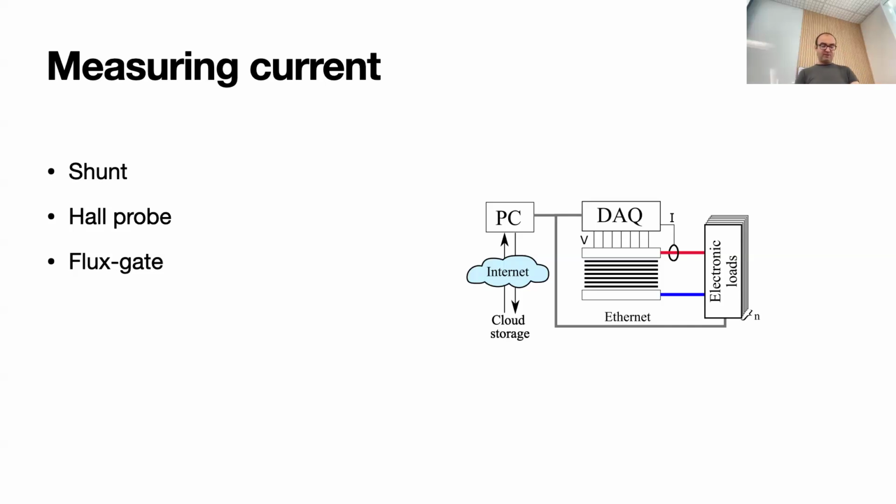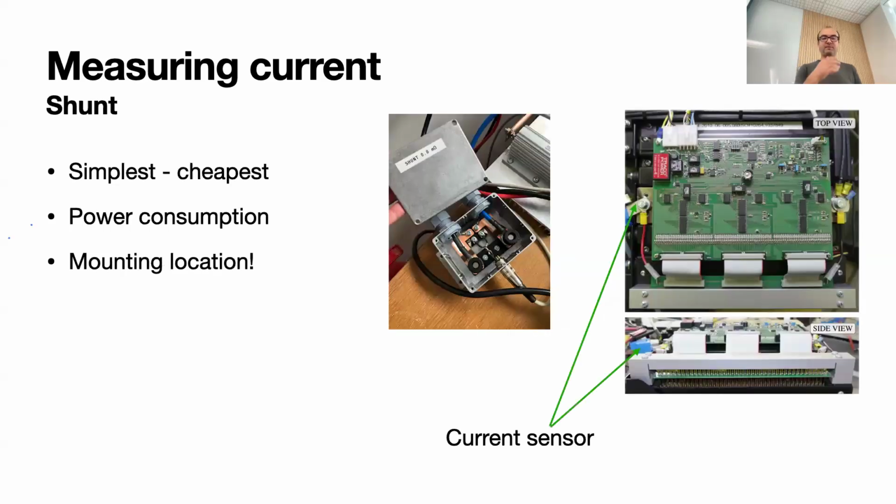The next thing that we have is how we measure current. As we were discussing here before me shipping the unit, there were 3 options. So a shunt resistor, a Hall probe, and a flux gate sensor. So let's discuss each and every one of them, just to have an idea what is what and what are the pros and cons.